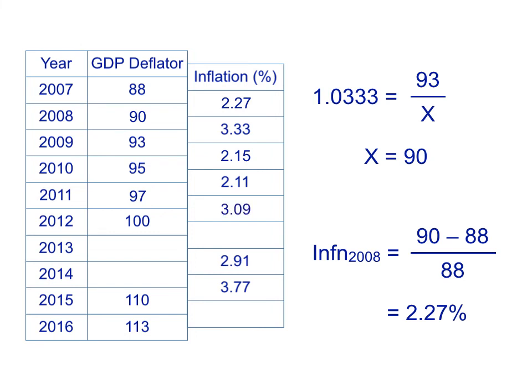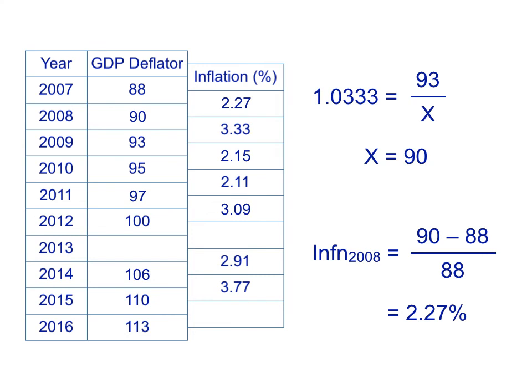3.09% for the 2012 inflation. 3.09% is the 2012 inflation. We're going to need to drop down because there's not enough information in that large gap there. So there's a lot of information missing.